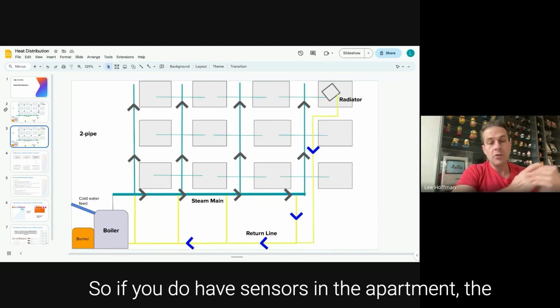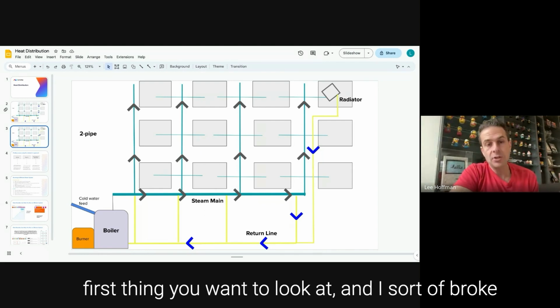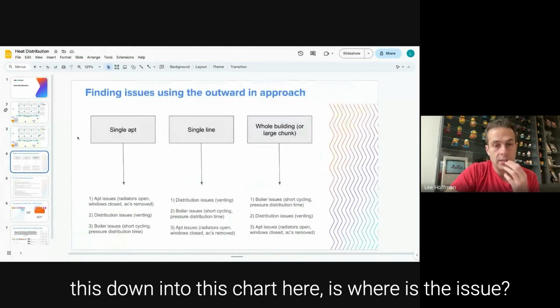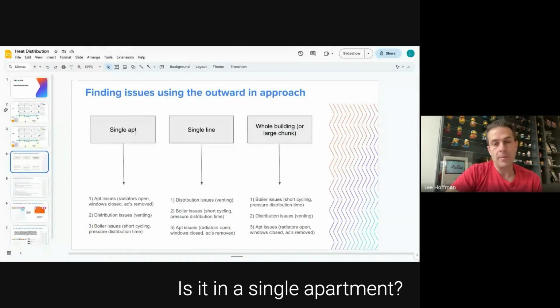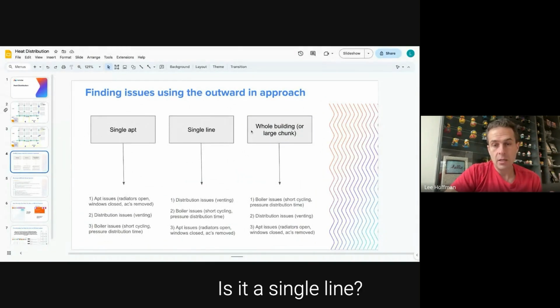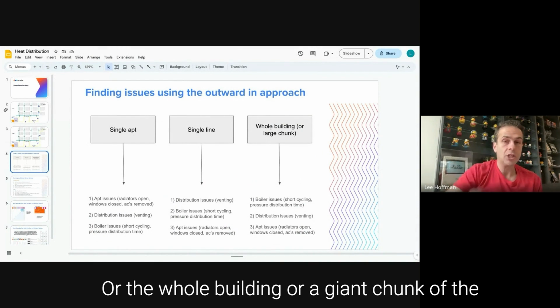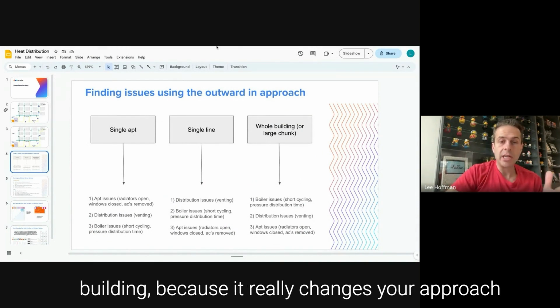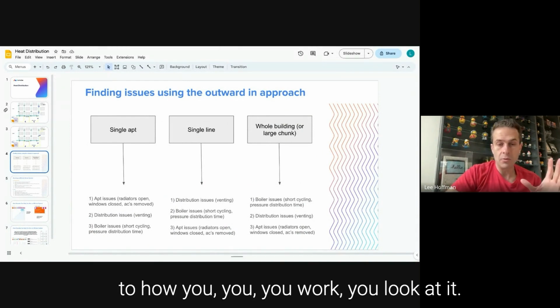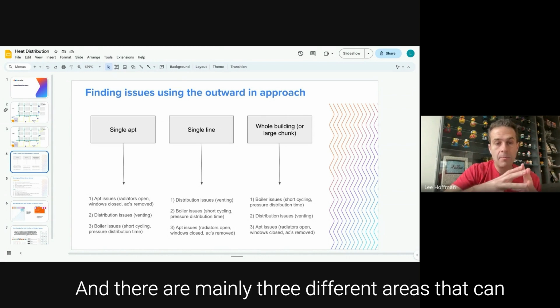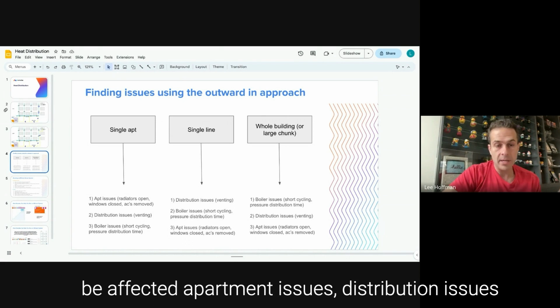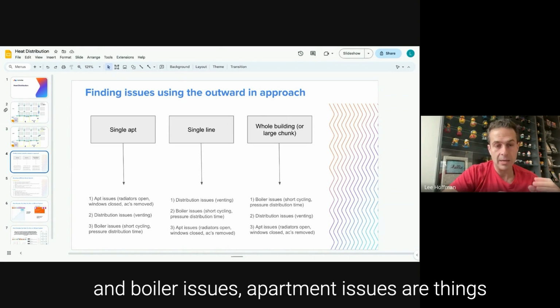So if you do have sensors in the apartment, the first thing you want to look at, and I broke this down into this chart here, is where is the issue? Is it in a single apartment? Is it a single line, or the whole building, or a giant chunk of the building? Because it really changes your approach. And there are mainly three different areas that can be affected: apartment issues, distribution issues, and boiler issues.